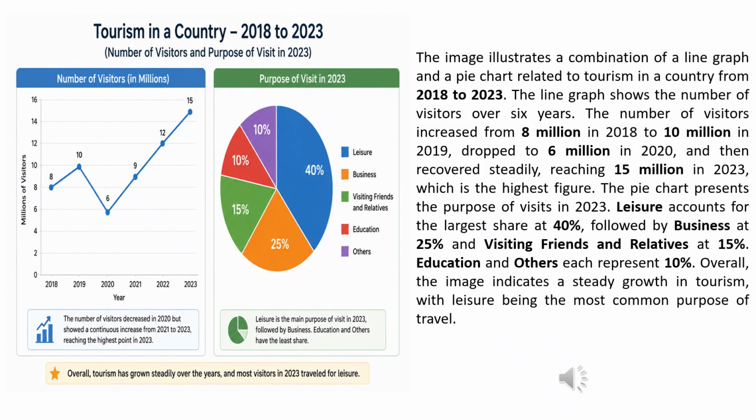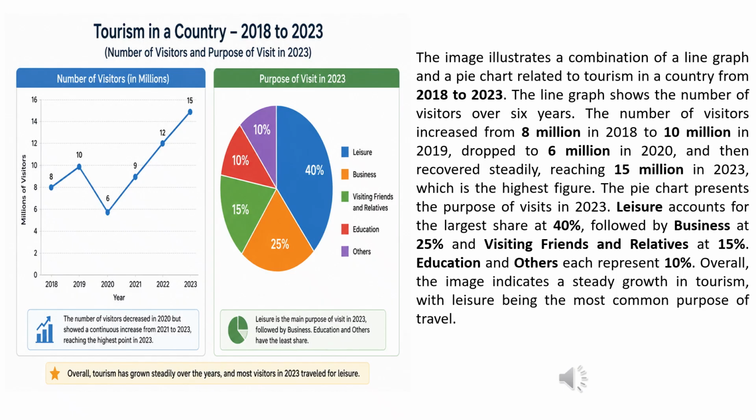The image illustrates a combination of a line graph and a pie chart related to tourism in a country from 2018 to 2023. The line graph shows the number of visitors over 6 years. The number of visitors increased from 8 million in 2018 to 10 million in 2019, dropped to 6 million in 2020, and then recovered steadily, reaching 15 million in 2023, which is the highest figure.